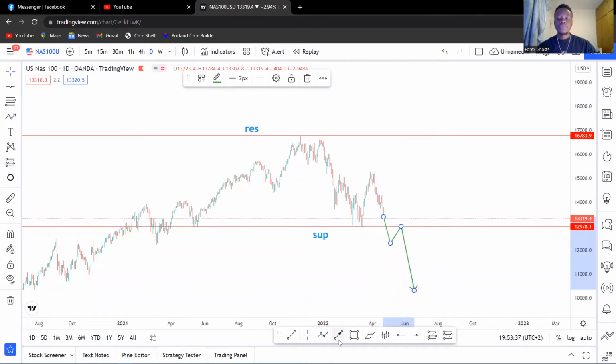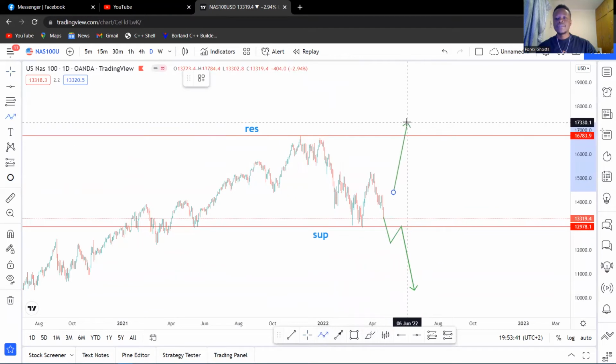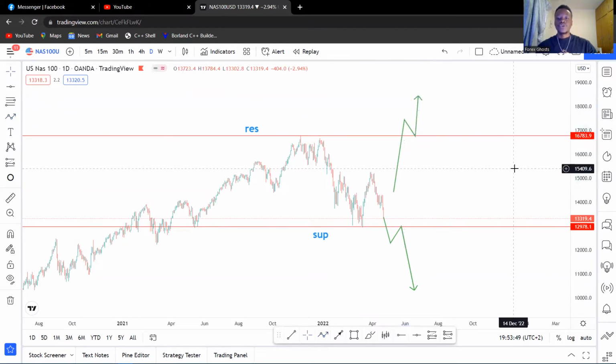And if we can decide to break our resistance, automatically this resistance is going to be turned into what? Into a new floor or a new support. So you're going to have something like this. So this is basically how to use support and resistance.